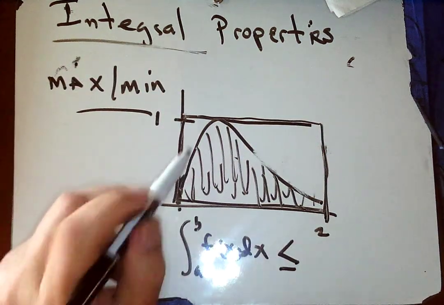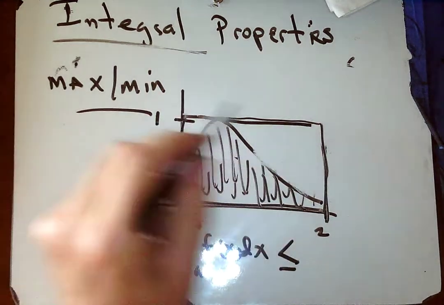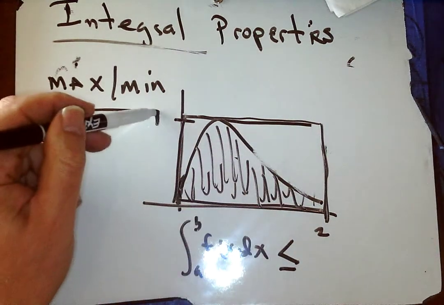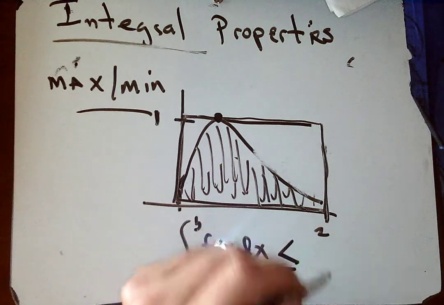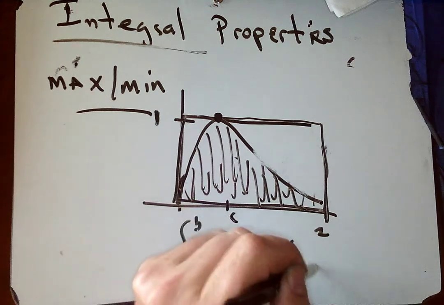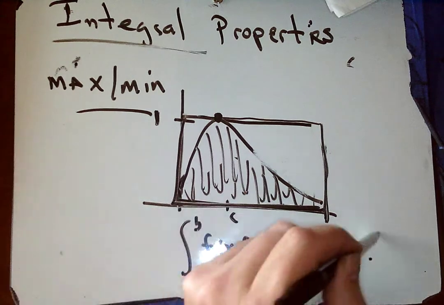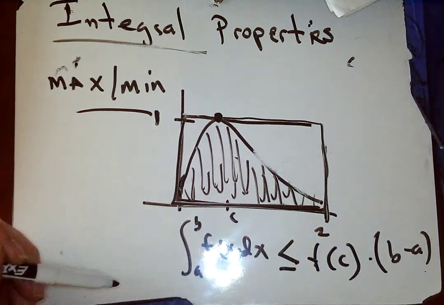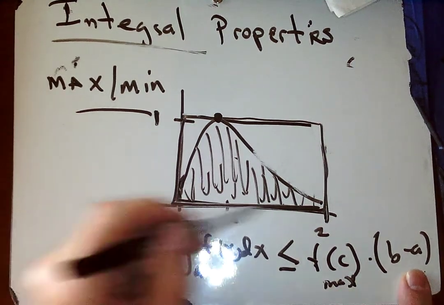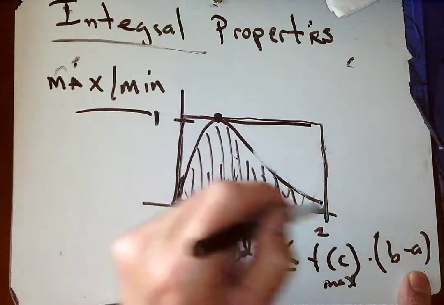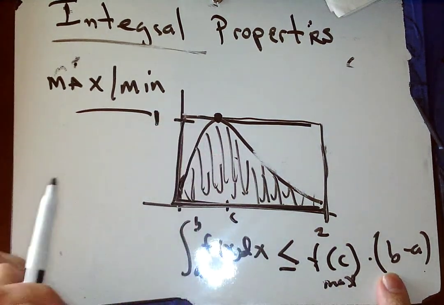Okay, and what I'm doing with this rectangle is saying, well, what would the area of this rectangle be? It's got a height of 1, which is really the height of the maximum. So I kind of want to say that's f of c times this length here, which would be b minus a. Okay, so there's our maximum times b minus a. That gives us this big rectangle, and this area underneath it definitely is smaller than that.